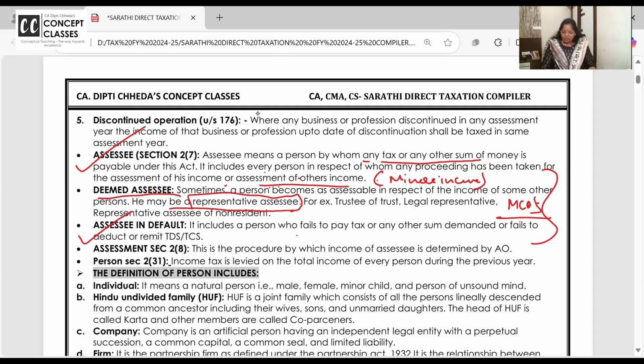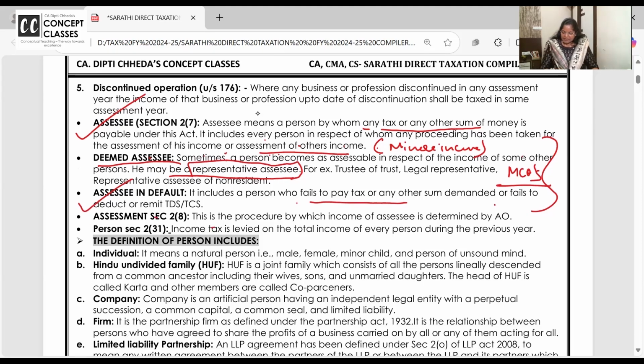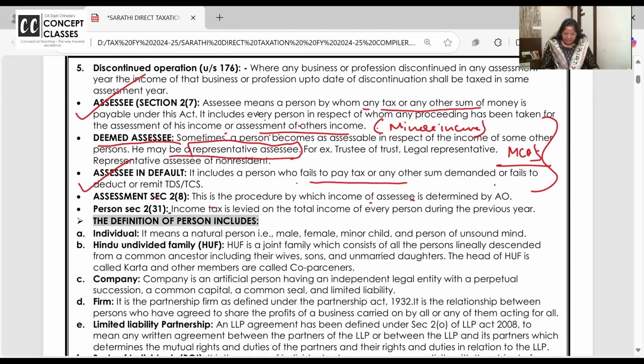A person who fails to pay the tax, against whom the government has raised an order and demand notice that you have to pay the tax, is called an assessee in default. Okay. Assessment is a procedure to assess the income, we have seen.